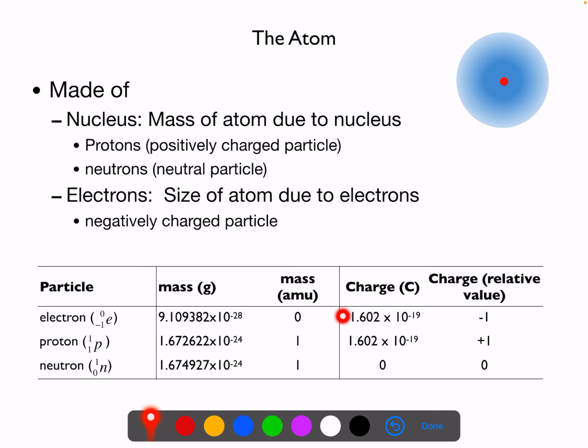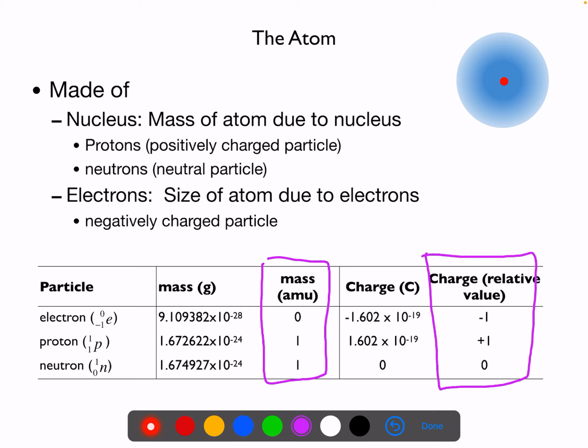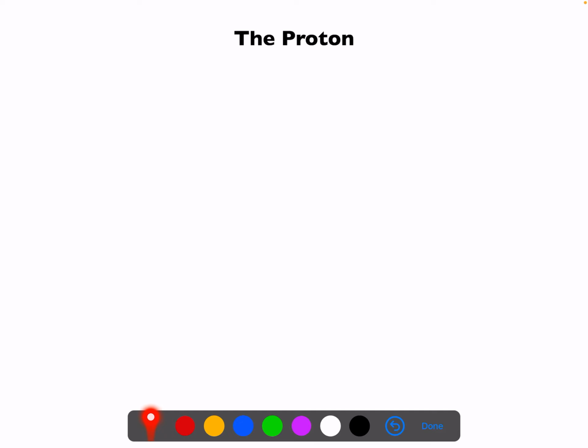For a charge, we can quantify the charge of the electron and the proton, but again, probably the more important value is just think of the proton as a positive 1 charge and the electron as a negative 1 charge. All right, so when we think about charges and mass, these are the two columns that we're going to concern ourselves with. So now we'll go through each particle in a little bit more detail.